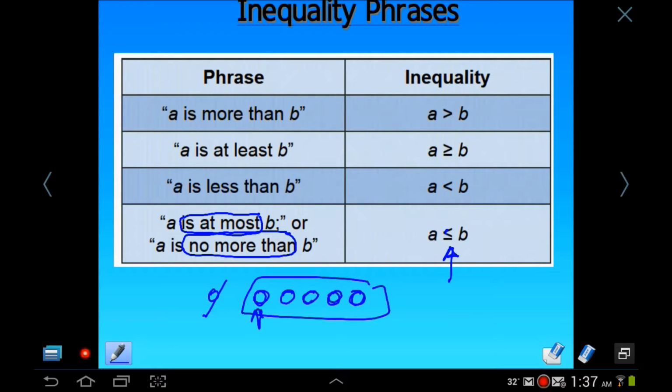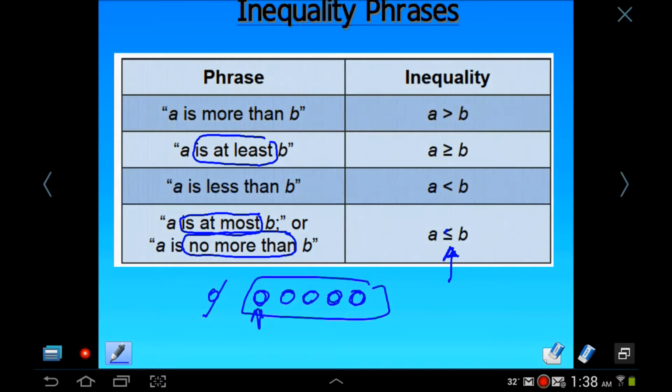A lot of times when you get into these inequalities, and especially the phrases that go along with them, it seems totally backwards. I hate to say think of it backwards, but that's kind of how I always do it. I just think, okay, at least means greater than or equal to. At most means less than or equal to.